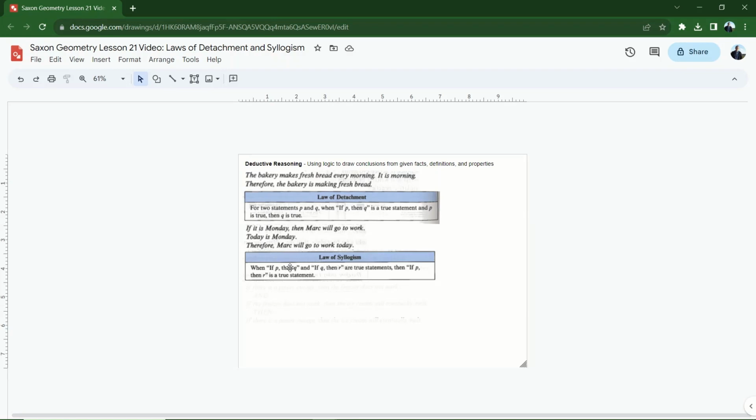But if I know if P then Q is true, and then if Q then R is true, I can state if P then R and skip the middleman. I can get rid of Q. Let's take a look at an example of the law of syllogism.